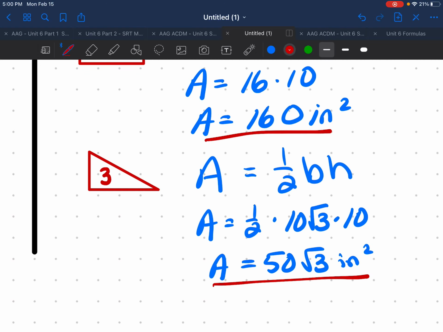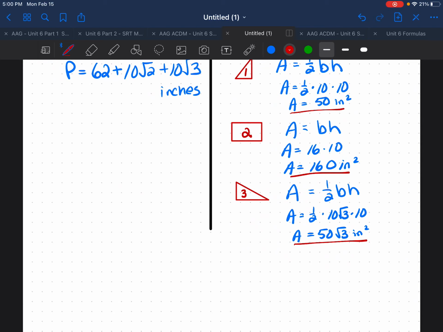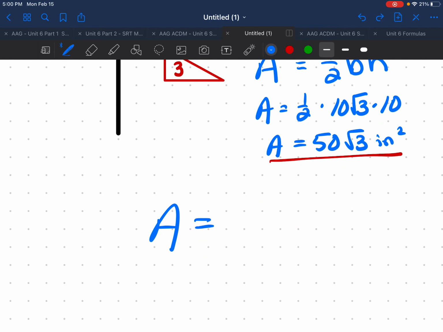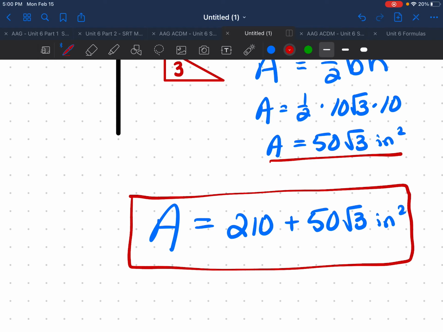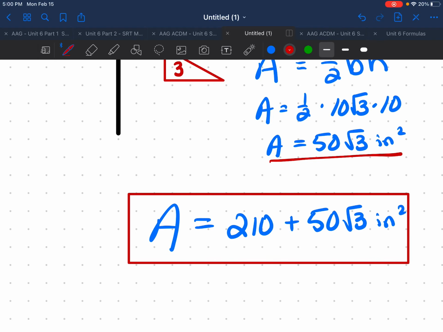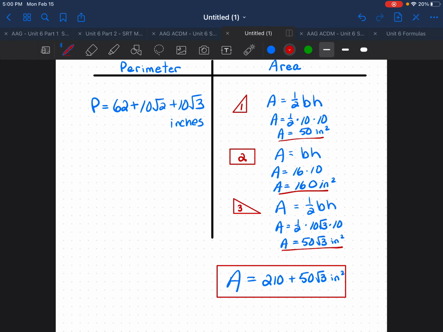All right, almost done here, guys. We've done a lot of work, a lot of calculations. So our final area is going to be, be careful, 50 plus 160. Actually, those are nice whole numbers, so we can add those up. That's going to be 210 plus 50 radical 3, and that's going to be our final area. So that's 210 plus 50 radical 3 inches squared. All right, cool. So again, we broke our figure up into manageable pieces, and we found our areas. Let me just zoom back out, take a look at your work. I hope this helps.